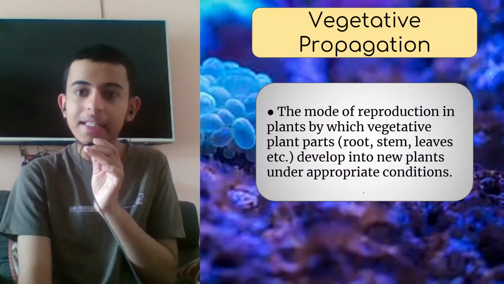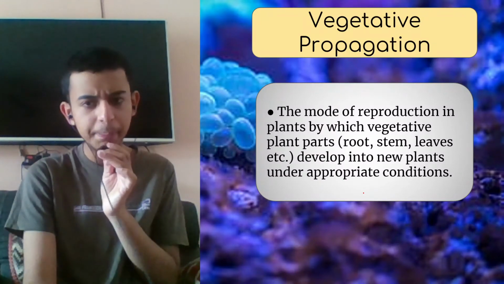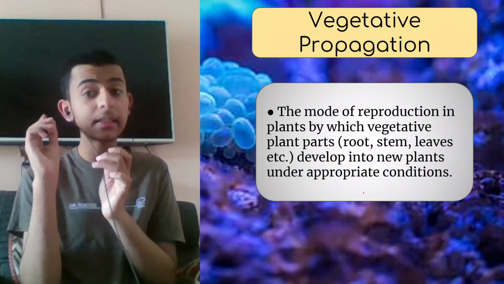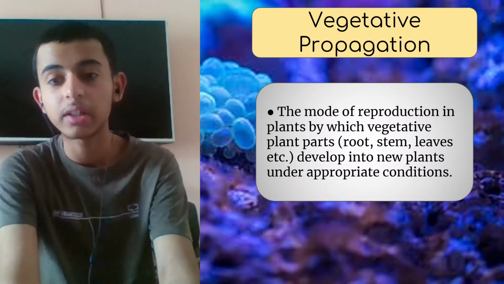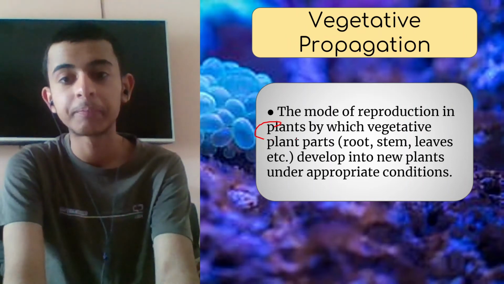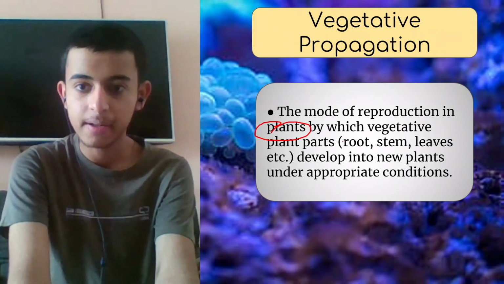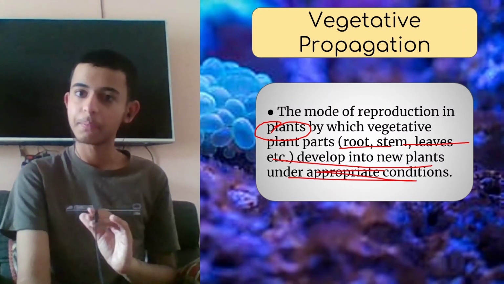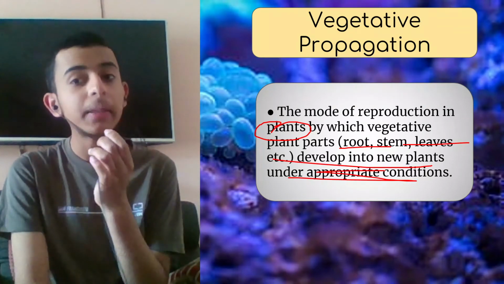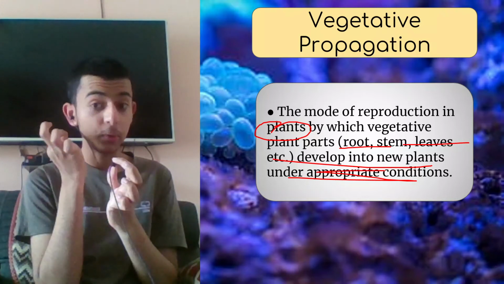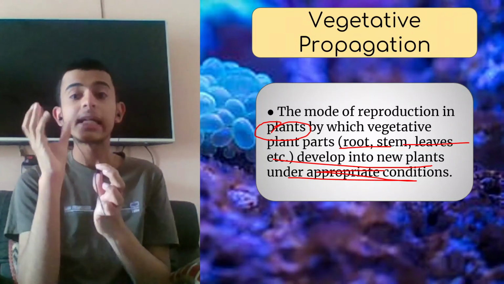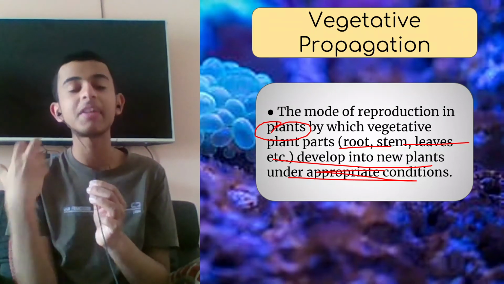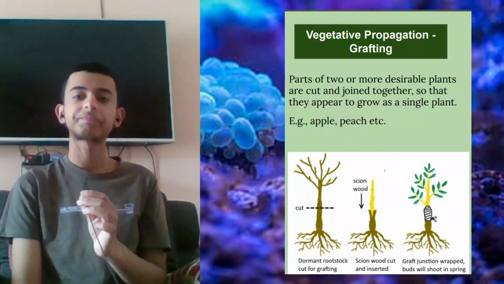The last one is vegetative propagation. What happens in this? It is a mode of reproduction in plants, by which vegetative plant parts like roots, stem, and leaves develop into new plants under appropriate conditions. The plant parts, like the roots, the stems, the leaves, develop into new plants under favorable conditions.